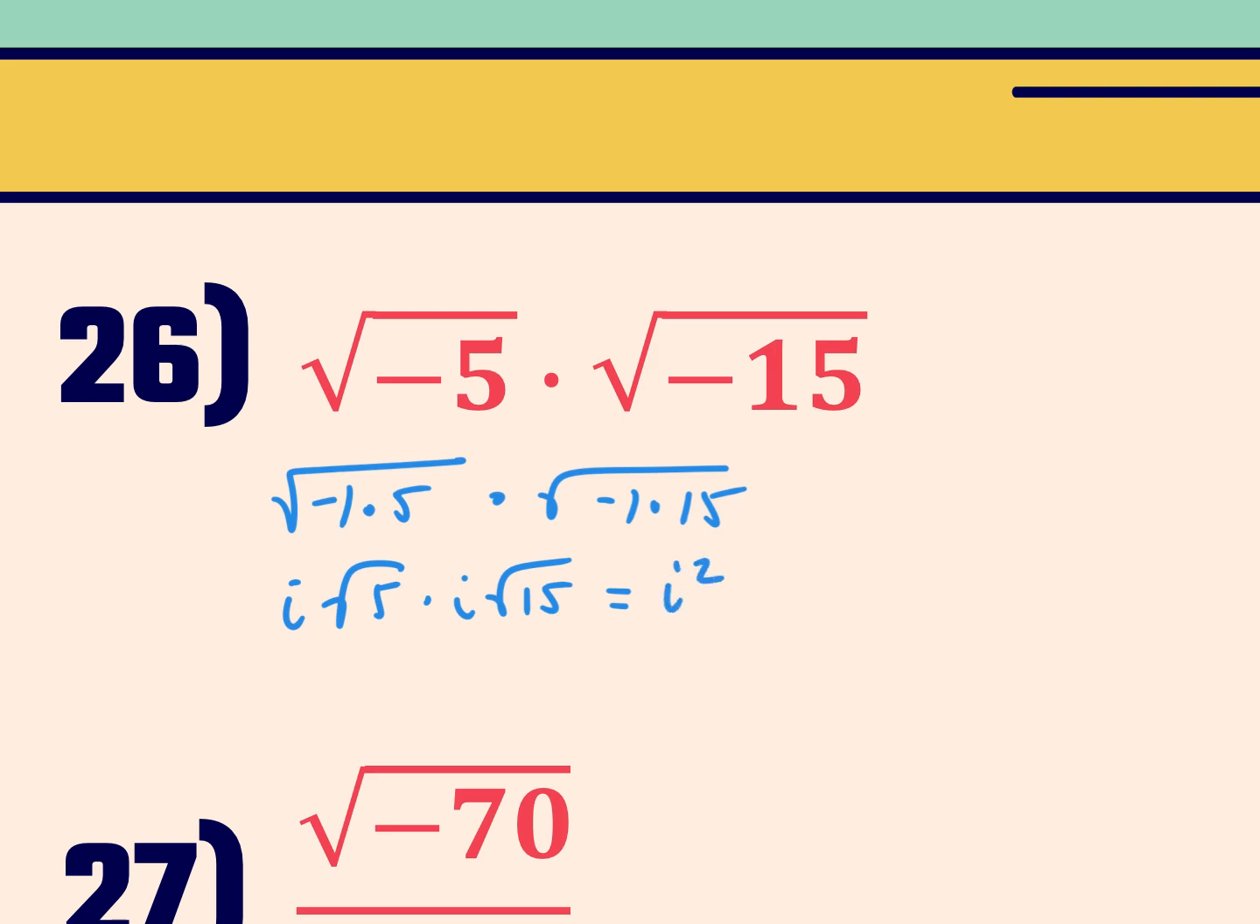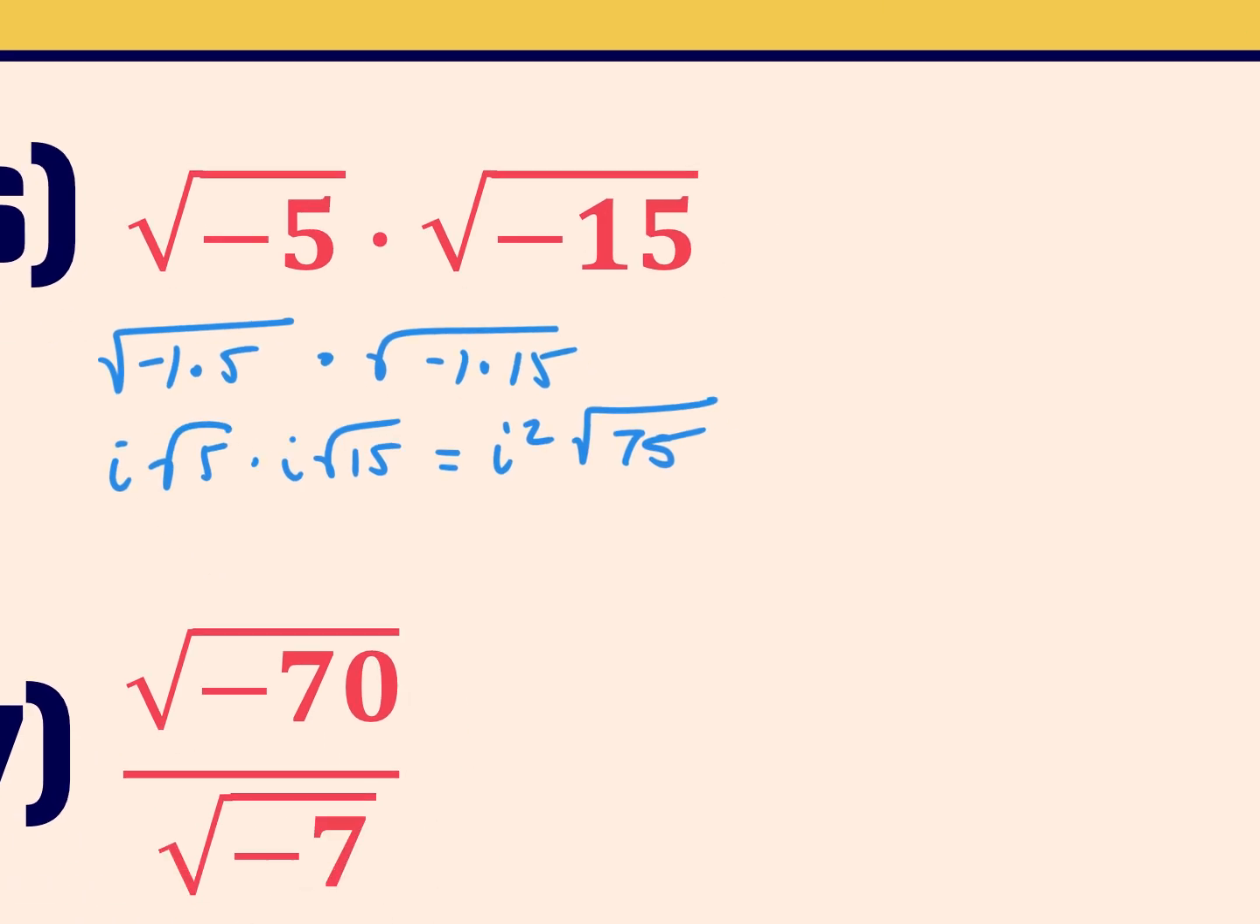Okay, are there any hidden perfect squares in 5 and 15? No, so what should I do? Multiply them together. What's 5 times 15? 75. They're both underneath the radical, so you can do that. Can I do anything else here? What's this i squared going to give me? So I have -1, and then what can I break 75 into? 25 and 3. Good. What is the square root of 25?